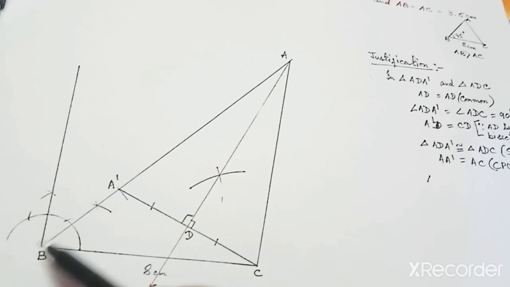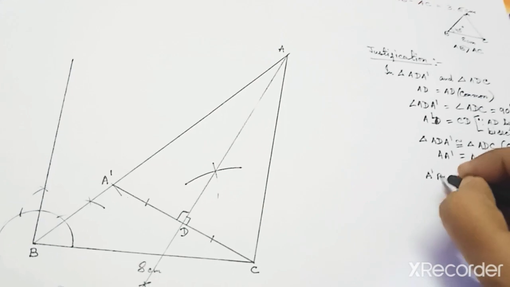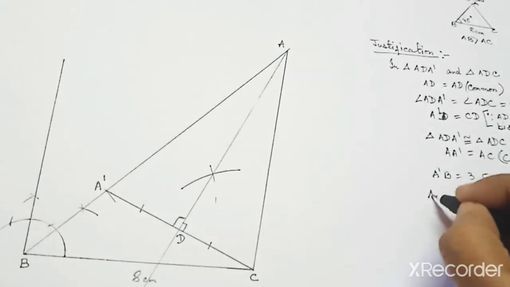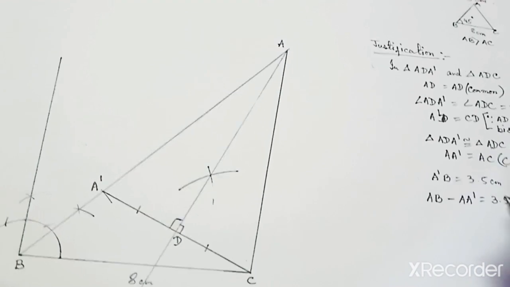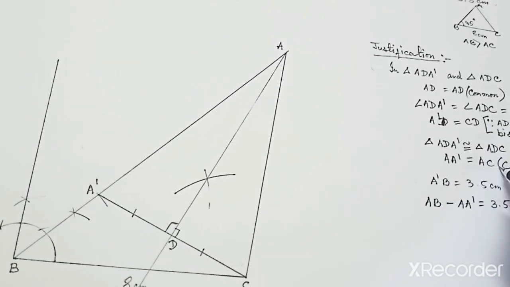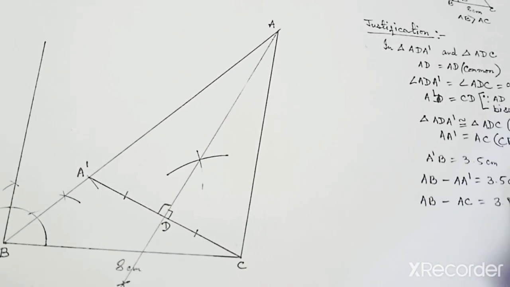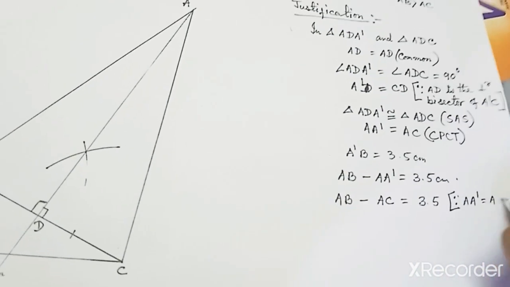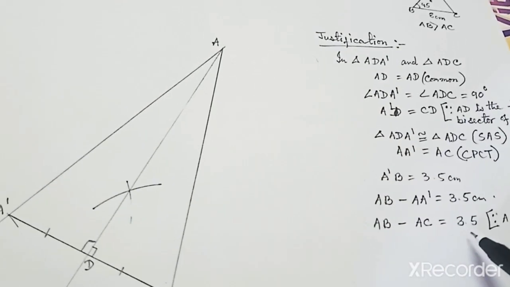So in construction we have taken A dash B as 3.5 centimeter. So A dash B is 3.5 centimeter, and A dash B can be written as AB minus AA dash equals 3.5 centimeter, and since AA dash equals AC, in place of AA dash we can write AC, so AB minus AC equals 3.5 centimeter. So this is our required one. Ultimately we can justify that also. So that's why we have made this type of construction.